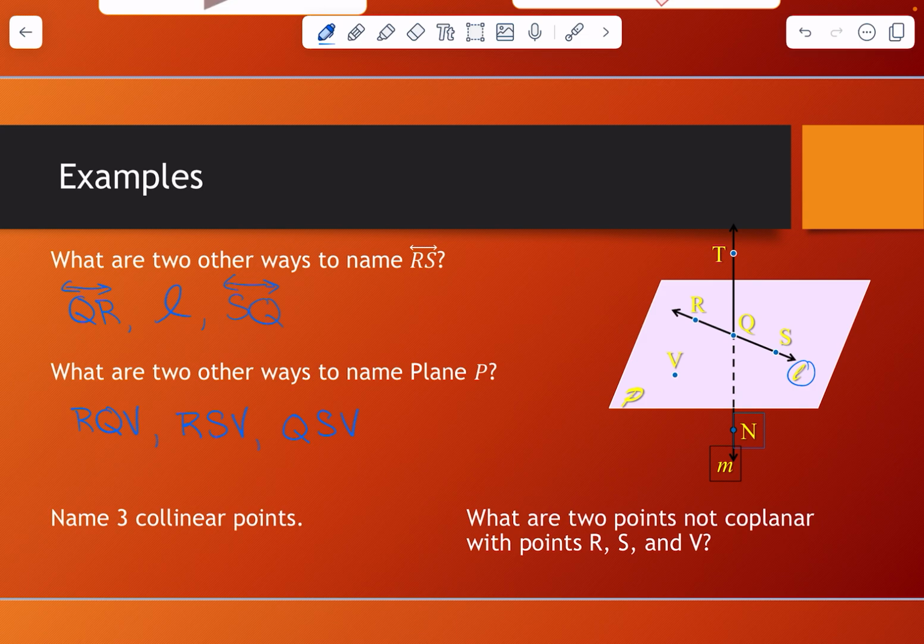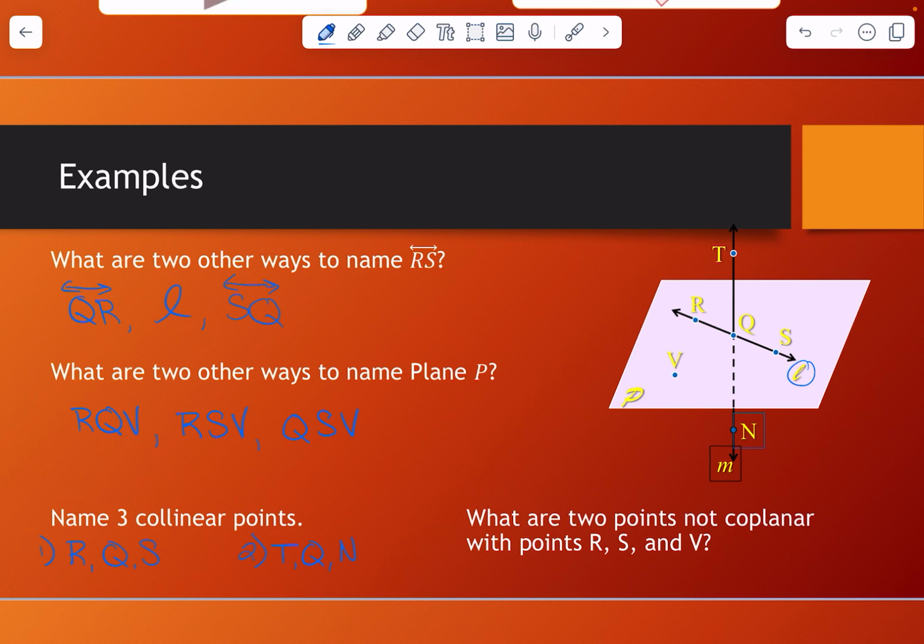The next question, name 3 collinear points. So we're looking for points that lie in a line. I actually have 2 different options. I could do R, Q, and S. That's one option. The second option, if I wanted to, I could do T, Q, and N. So I could do that one as well.